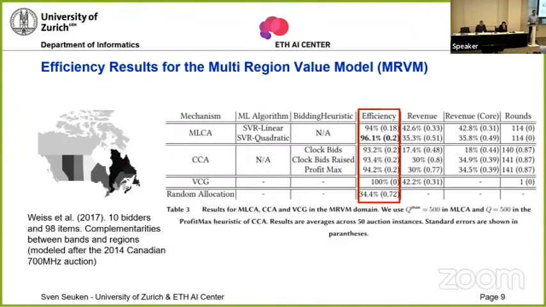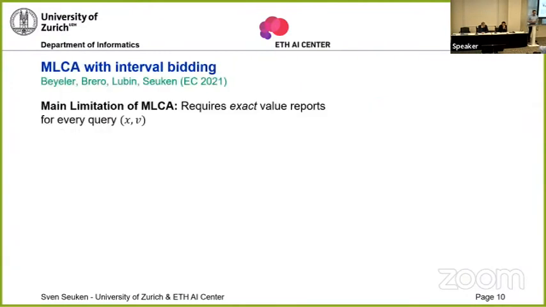Now, we used a similar approach as what Kevin described in his talk to do computational experiments. Here, we used a simulator that was tuned to the spectrum auction in Canada. And in these results, we found that using our approach, we could beat the combinatorial clock auction by about 2 percentage points in efficiency.